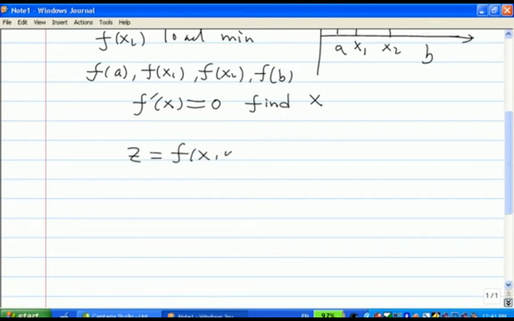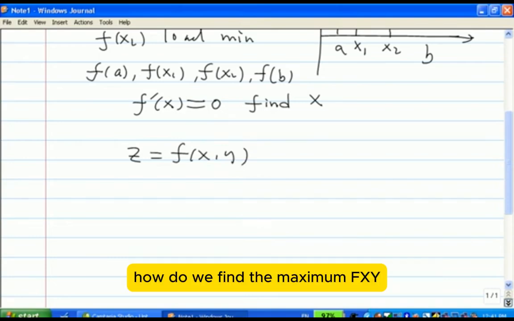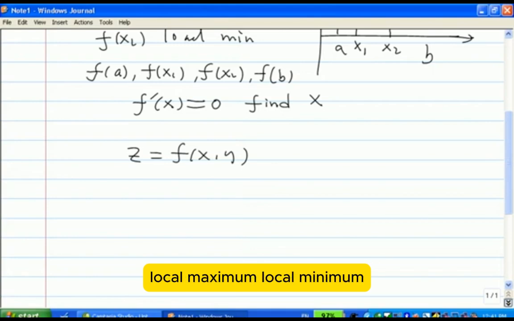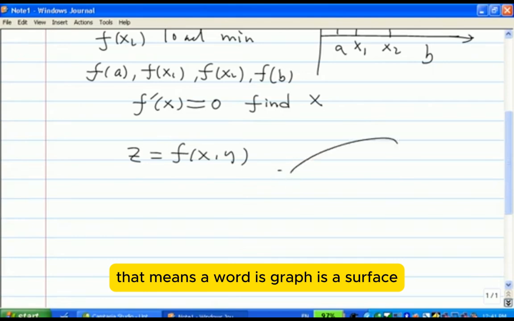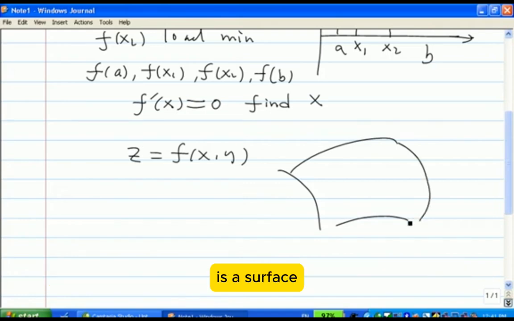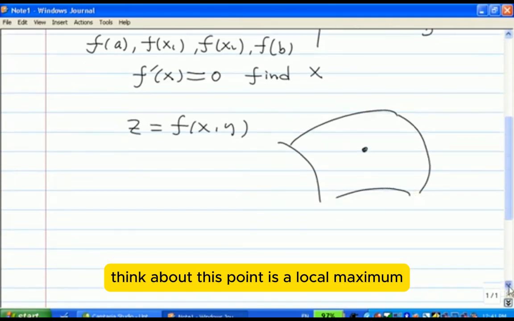I give you a function that depends on two variables. How do we find the maximum f(x,y) and the smallest one for the given domain? Same idea, we need to find the local maximum and local minimum. A function that depends on two variables means its graph is a surface. That's the most important thing you need to know. It's a surface.